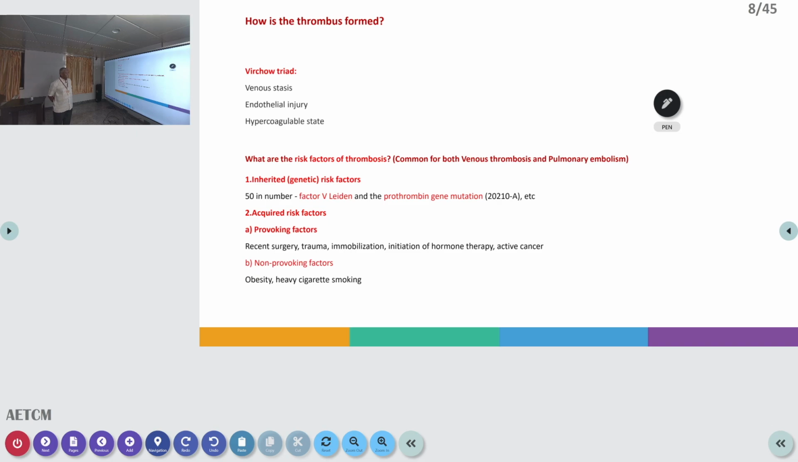So what are the risk factors of thrombosis? This is common for both venous thrombosis and pulmonary embolism. There are inherited genetic risk factors or acquired risk factors, provoking factors like recent surgery, trauma, immobilization, etc., and non-provoking factors like obesity, cigarette smoking, heavy smoking, etc.